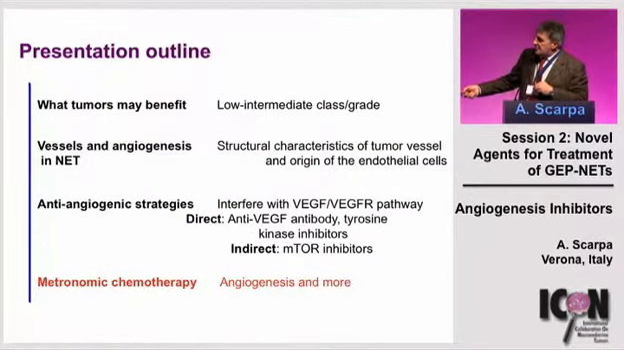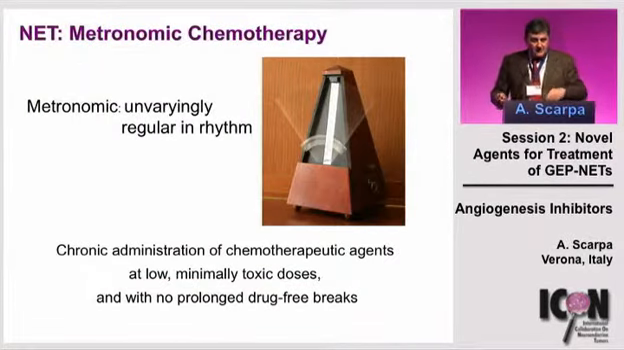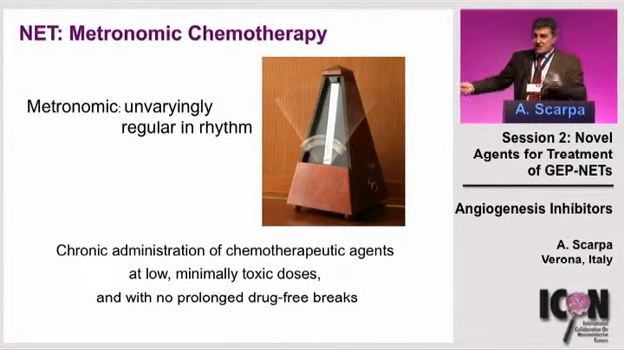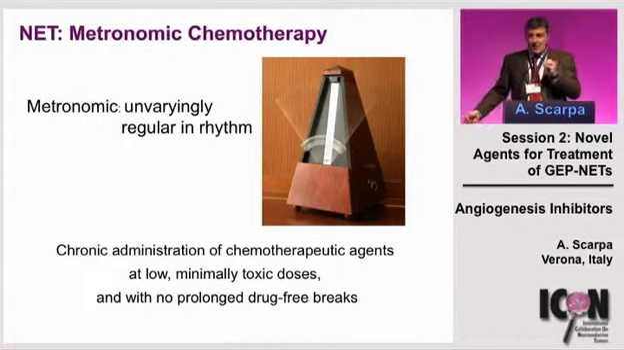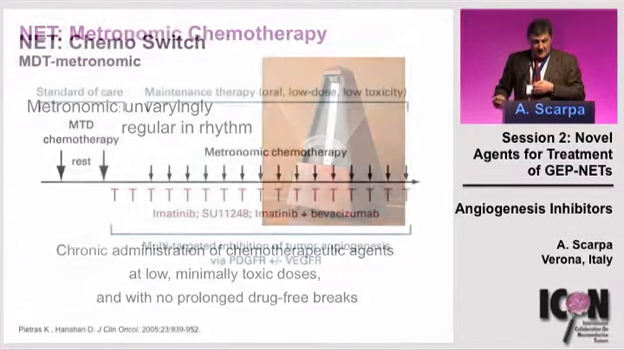I will only use this example to show you something about metronomic chemotherapy. The metronome, of course, gives you an unvaryingly regular rhythm. And this is the basis of metronomic chemotherapy, which is the chronic administration of chemotherapeutic agents at a low dose, which is minimally toxic, and you give no interval for the cancer cells to recover after the hit they've had.